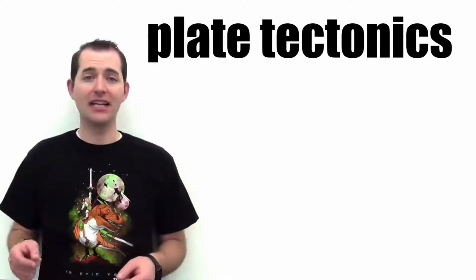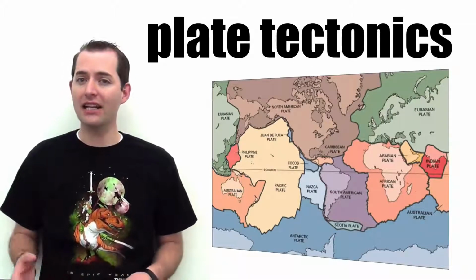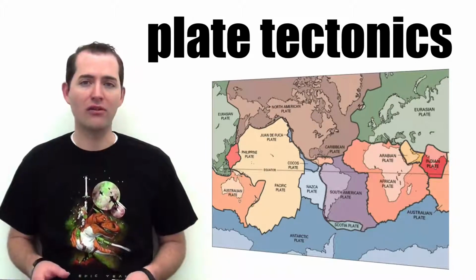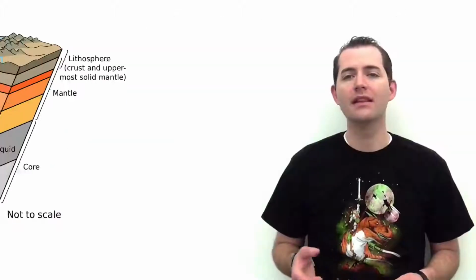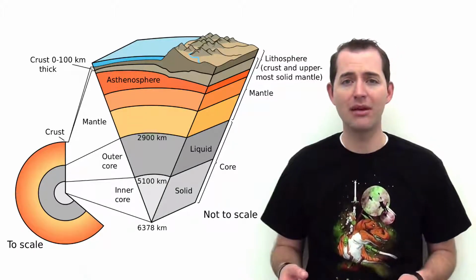Plate tectonics is the scientific theory that the outer shell or crust of the Earth is divided into plates that glide over the mantle of the Earth. This outer shell, or lithosphere, is hard and rigid when compared to the mantle.